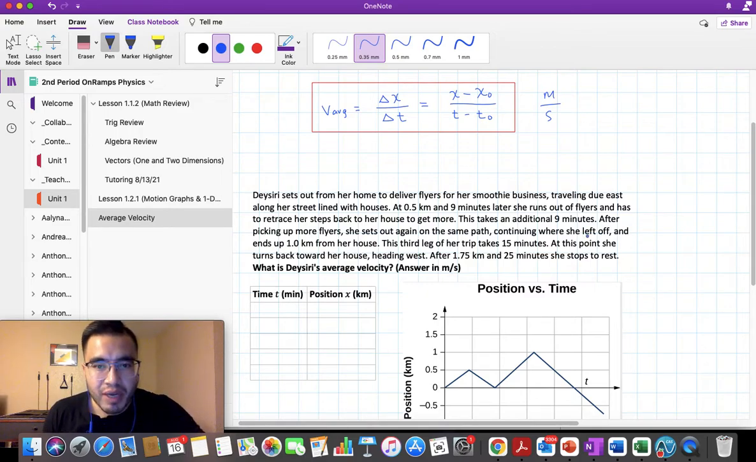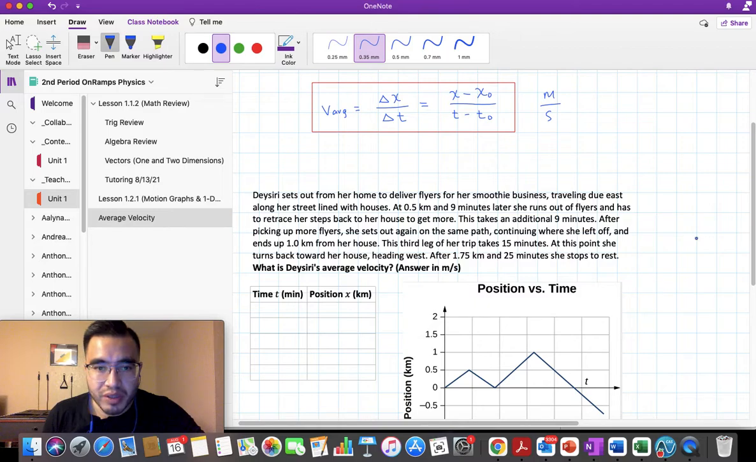Daisy sets out from her house to deliver flyers for her smoothie business, traveling due east along her street lined with houses. At 0.5 kilometers and 9 minutes later, she runs out of flyers and has to retrace her steps back to her house. That would be west, right? Because she was going east to get more flyers. This takes an additional 9 minutes. After picking up more flyers, she sets out again on the same path, back again along east, continuing where she left off and ends up 1.0 kilometers from her house. This third leg of her trip takes 15 minutes.